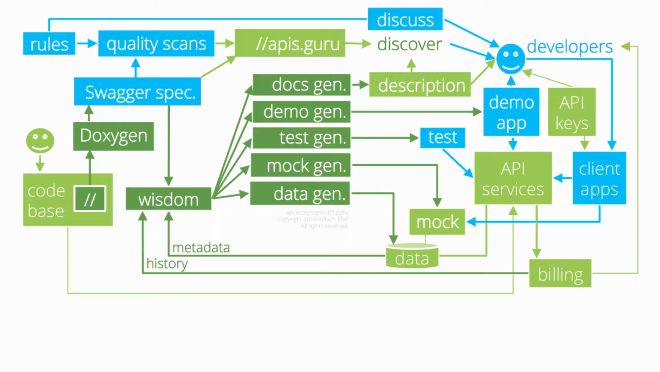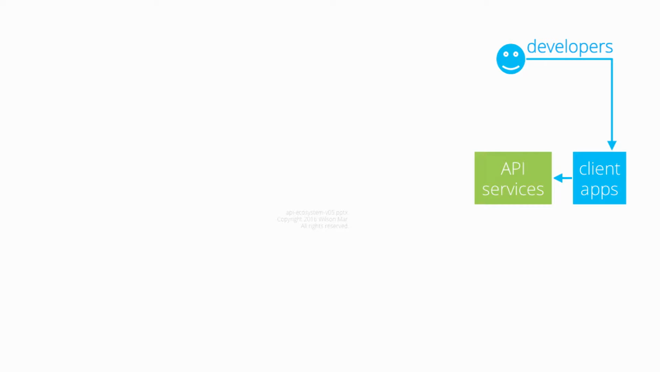This tutorial is about the elements of an ecosystem for development of application programming interfaces, APIs. API services obtain revenue based on access by client apps written by other developers. But first, those developers need to find or discover that the API exists, perhaps from galleries of available APIs such as API Guru.